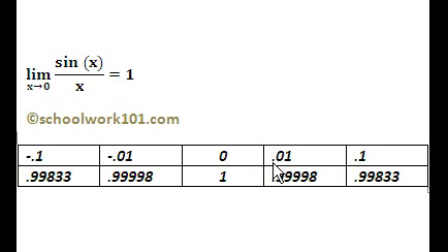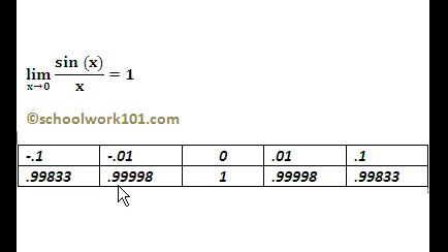I could have done 0.001 and plugged it in, and you would have seen that we'd be getting even closer and closer to 1, but I just stopped at 0.01. Now, coming in from the left-hand side, we take negative 0.1 and plug it in, and we get 0.99833. And we get a little closer to 0 coming in from the left at negative 0.01, plugging that in, and you can see that we get even closer to 1.